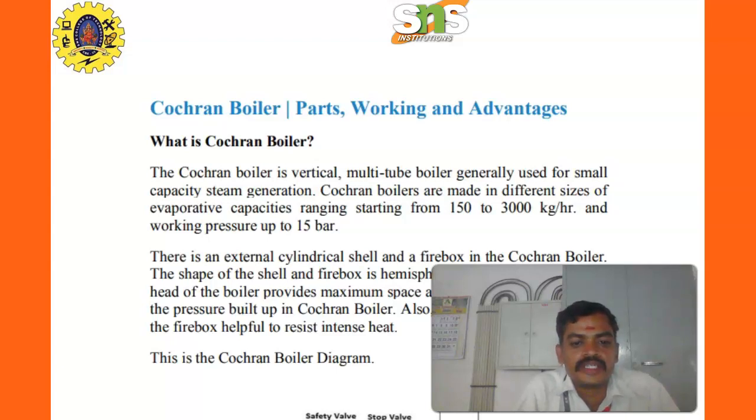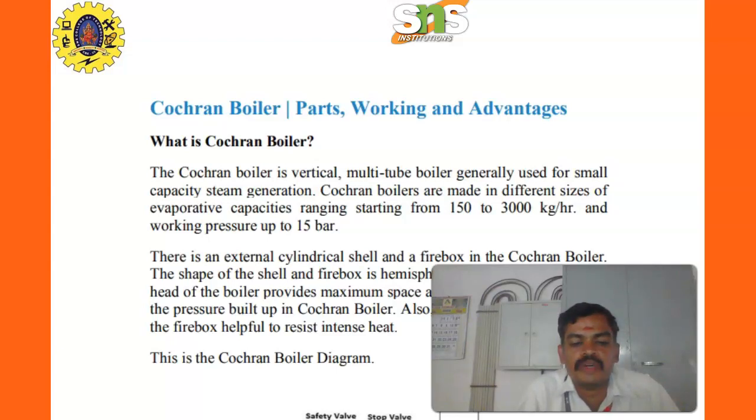There is an external cylindrical shell and firebox in the Cochran boiler. The spherical shell and hemispherical head of the boiler provide maximum space and strength for withstanding the pressure built up in the Cochran boiler. Also, the hemispherical crown of the firebox helps to resist intense heat.